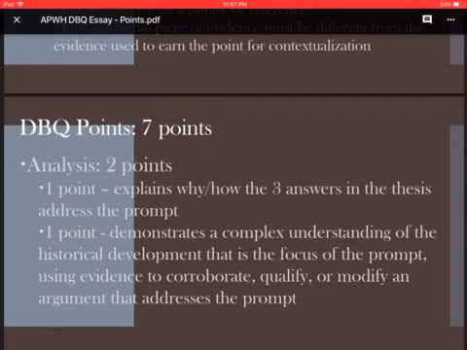Okay, so those are the 7 points that you need for your DBQ essay. And basically, everyone starts off with 0, and if it's found within your essay, then you earn that point. So it's all about earning the points, coming up with great sophisticated levels of writing to get that credit.